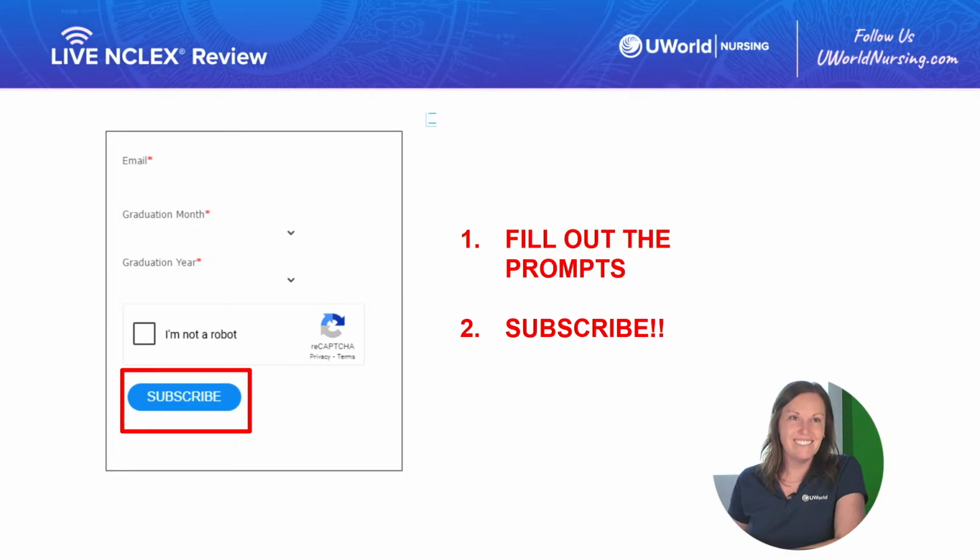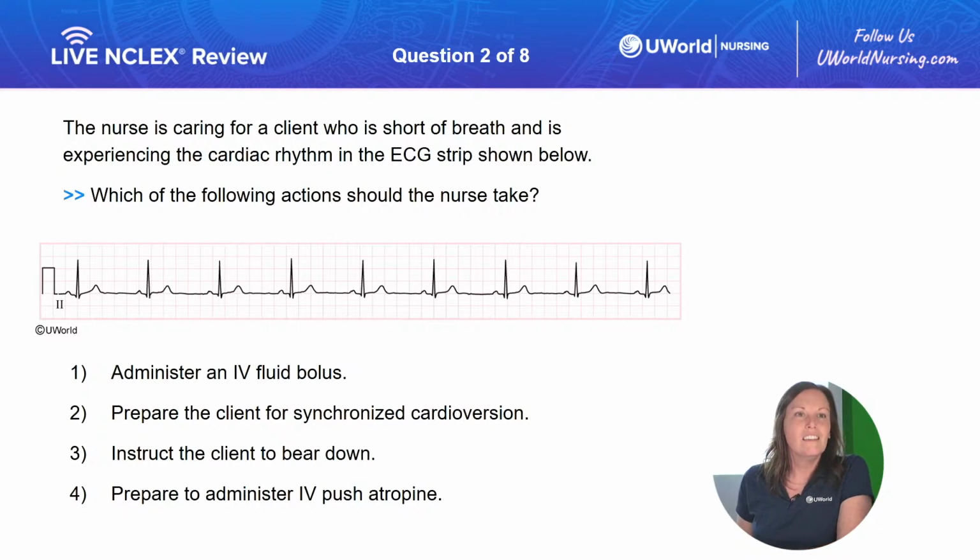All right, good work, you guys. Question 2. The nurse is caring for a client who is short of breath and is experiencing the cardiac rhythm in the ECG strip shown below. Which of the following actions should the nurse take? Option 1, administer an IV fluid bolus.